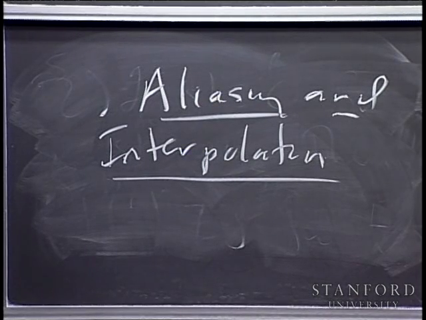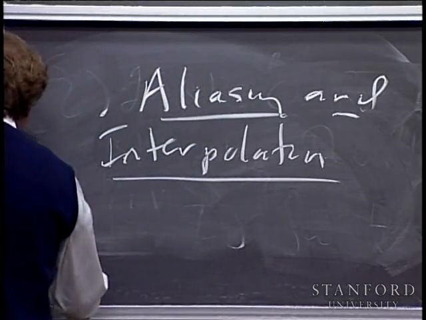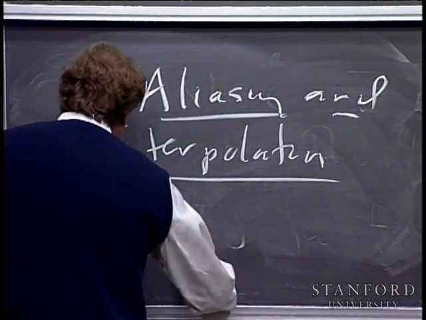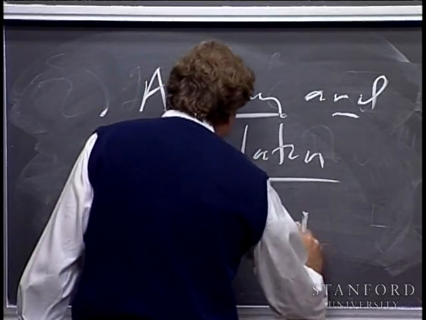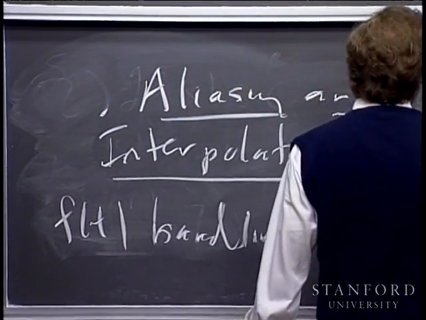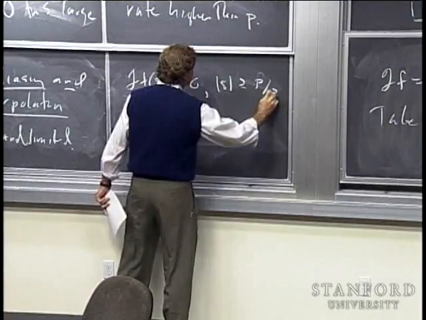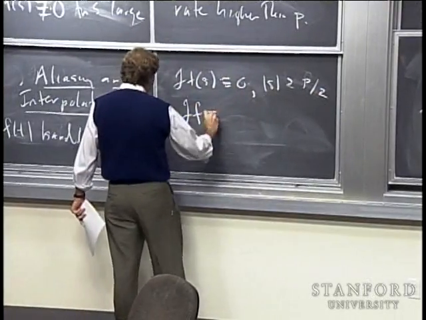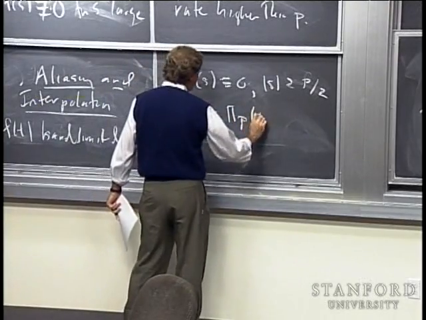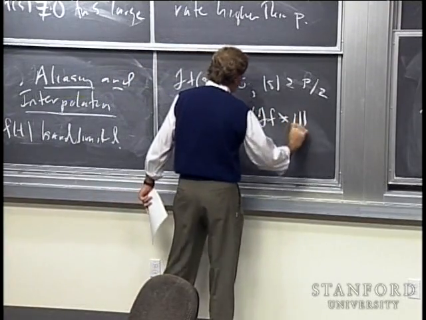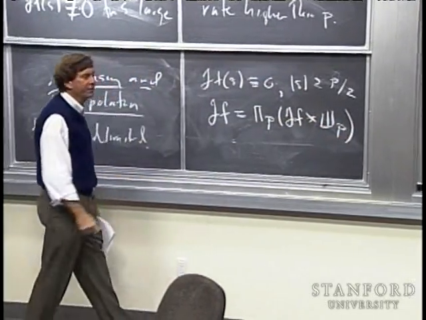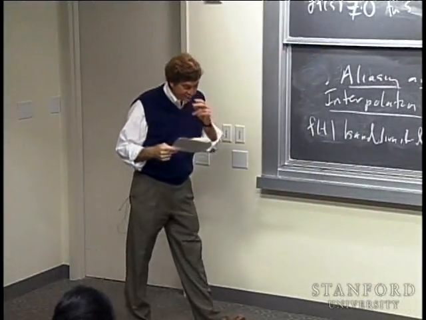One more time, the fundamental equation is: f of t is band limited. The Fourier transform of f, F of s, is identically 0 for absolute value of s greater than or equal to p over 2. And you have the equation that the Fourier transform is the cutoff of its periodized version. Everything depends on that equation.